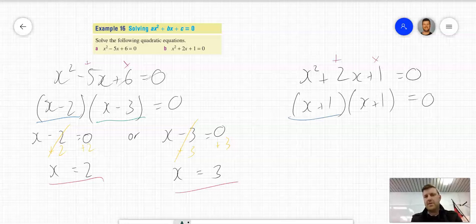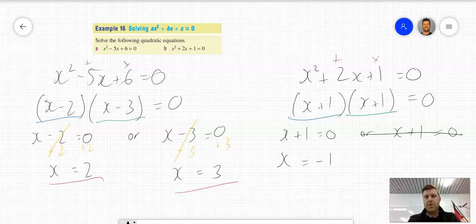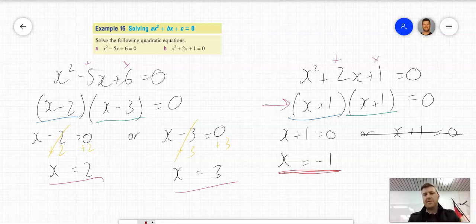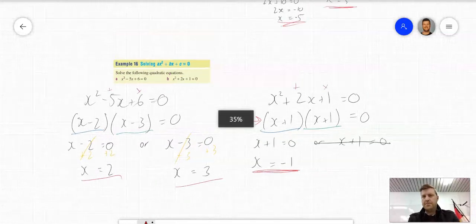Again, if that times by that is equal to 0, then x plus 1 is equal to 0, or x plus 1 is equal to 0. But they're going to give me the same solution, so I only need to do one. So x is actually equal to minus 1. And in this instance, we've only got one solution. So you only need to provide one solution if, when you get to factorizing, you can see that it's actually a perfect square. Okay? So there you go, guys.